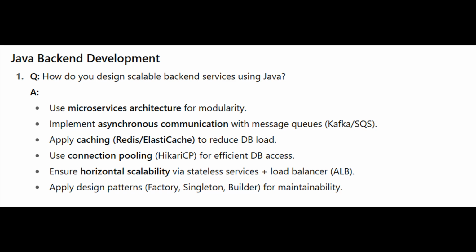Java backend development. How do you design scalable backend services using Java? Use microservices architecture for modularity. Implement asynchronous communication with message queues, Kafka/SQS. Apply caching, Redis/ElastiCache, to reduce DB load. Use connection pooling, HikariCP, for efficient DB access. Ensure horizontal scalability via stateless services plus load balancer, ALB. Apply design patterns, factory, singleton, builder, for maintainability.